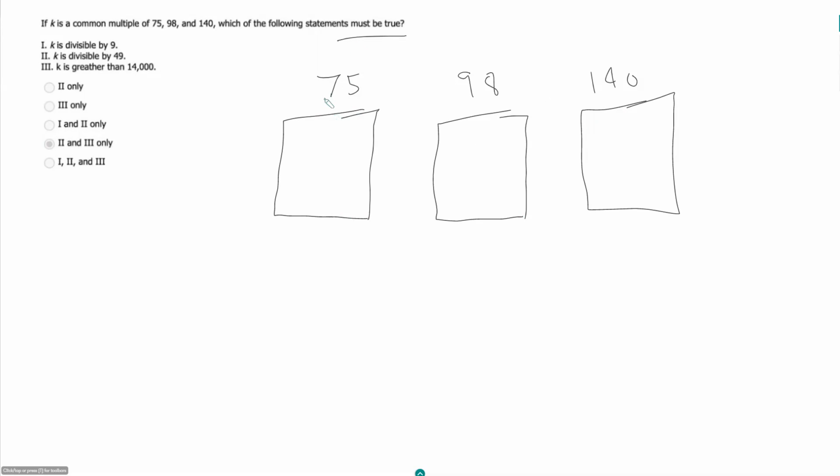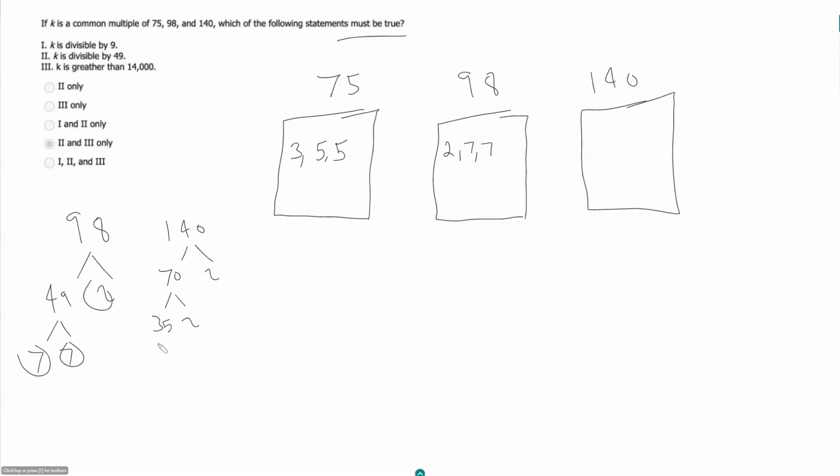So let's break them up into their prime factors. So 75 is 25 times 3, and 25 is just 2 5s. So 3 times 5 times 5. 98, what is that? 49 times 2, and 49 is just 7 times 7. So 2, 7, 7. And then 140 is 70 times 2. This is 35 times 2. 7 times 5. So 2 2s, a 5, and a 7.